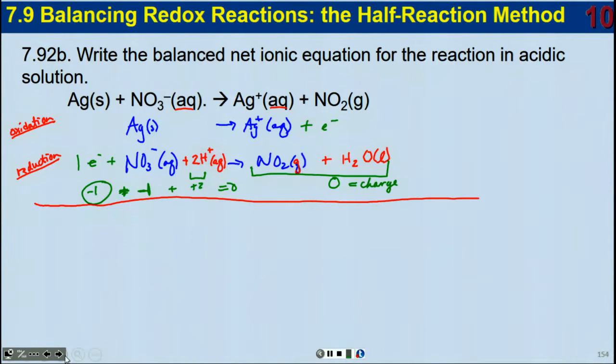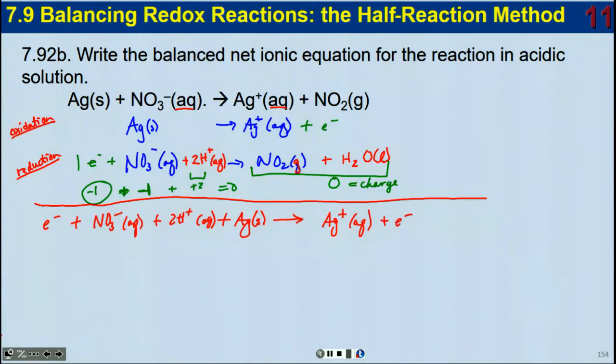When we've gotten to that point, the atoms are balanced, the charges are balanced. We combine the two processes and figure out what the overall process looks like. So an electron adds to a nitrate ion, aqueous, and 2 hydrogen ions, aqueous, and a silver solid atom to make silver ions. I'm not writing in this particular order, as you can tell. It's not really important. Plus another electron, which in a moment will be dropped out. And the nitrogen dioxide gas is formed, as is water, a product.